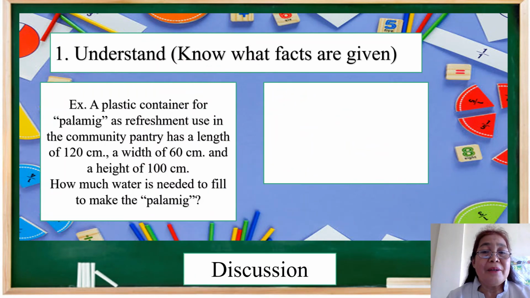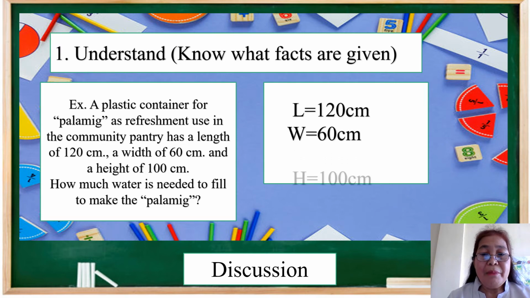Another part of understanding is the given facts. We are talking about mathematics, so the given facts are numbers. As you can see, we have three numbers. The length is 120 centimeters, the width is 60 centimeters, and the height is 100 centimeters. So these are the given facts. Okay, check.